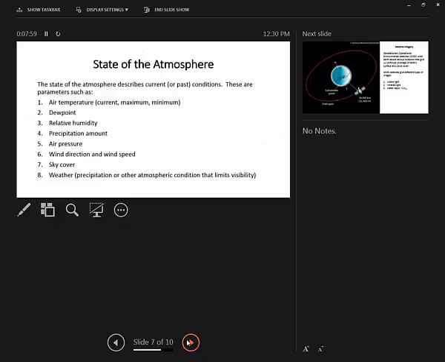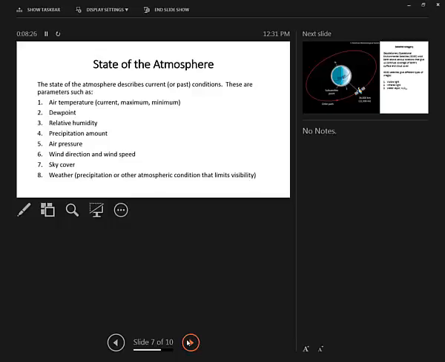The state of the atmosphere, there's a section in Chapter 1 regarding this. I'm not going to go into the details here. You can take a look at that, because again, we'll be spending more time with this when we take a look at something called station models. Anyhow, the state of the atmosphere is going to describe current or past conditions at a certain location. And these parameters include things like air temperature, and it can be the current temperature, the maximum for the day, or the minimum for the day.